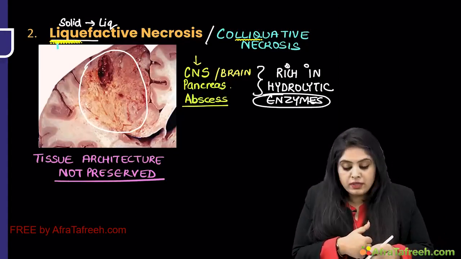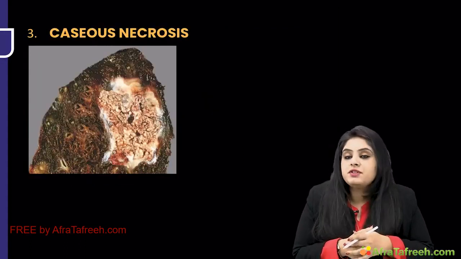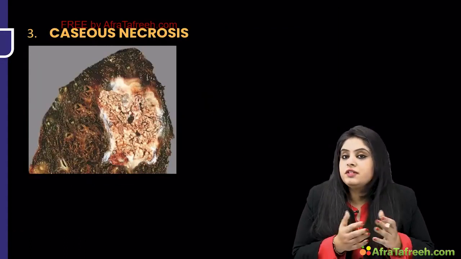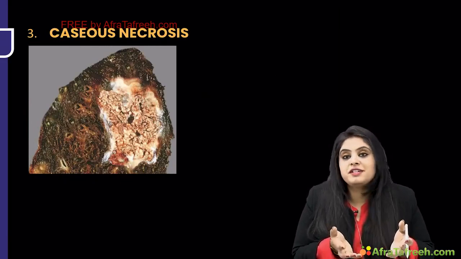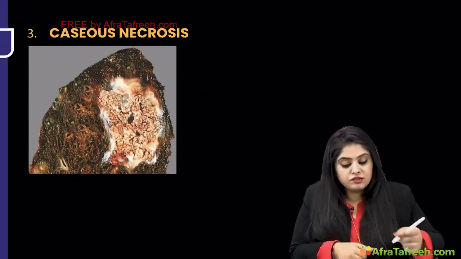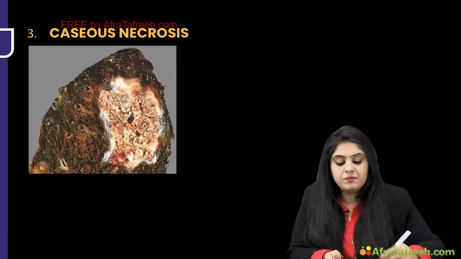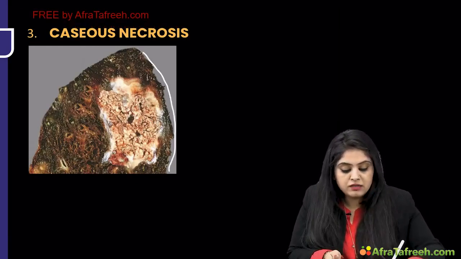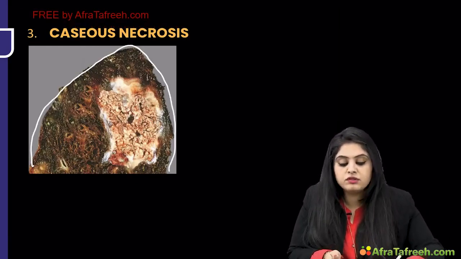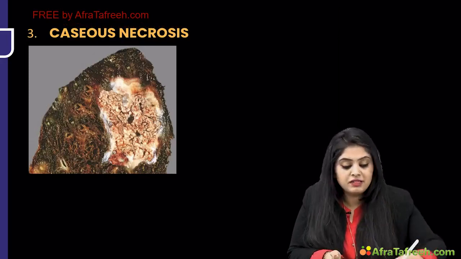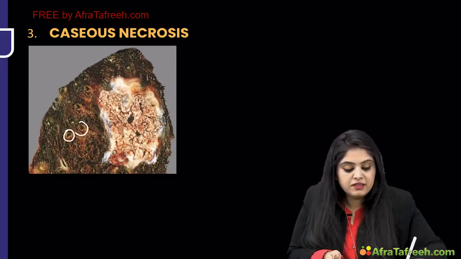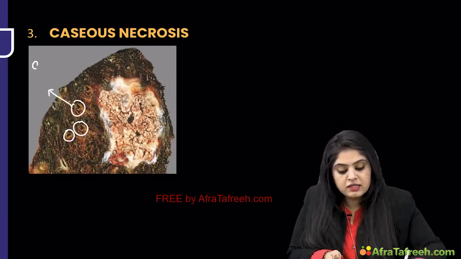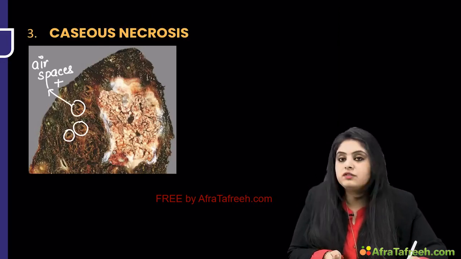Now coming to the third one. The third one is our country's favorite, and that is caseous necrosis. Living in India, you cannot ever forget this. So caseous necrosis is what? Firstly, look at this picture. What I see in this picture is the lungs. Now, why is this the lungs? Not because it looks like the shape of the lungs, but other than that, I can see these air spaces also inside it. So the reason for calling it the lungs is going to be the presence of air spaces.